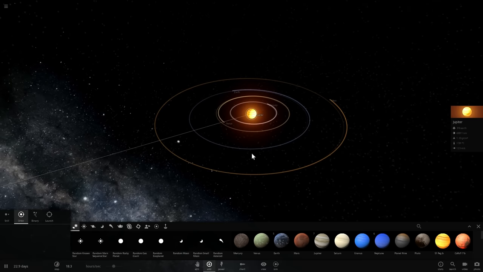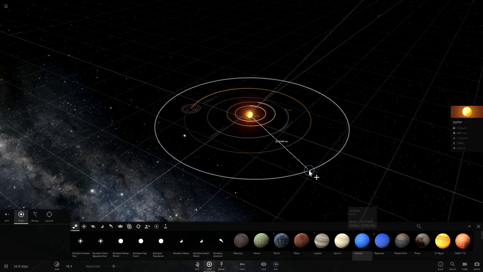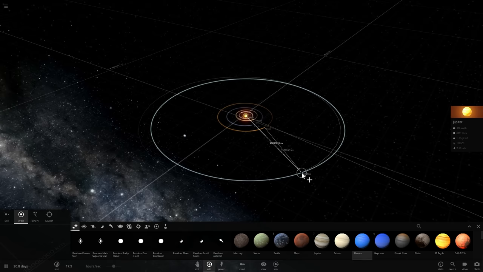Okay. Can we place one more? Let's go with the next most massive object, Uranus. We're going to place Uranus a little bit farther away. Maybe a little bit, yeah, right around here. And wait a little bit as well.